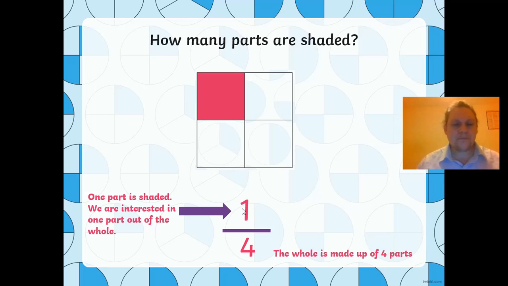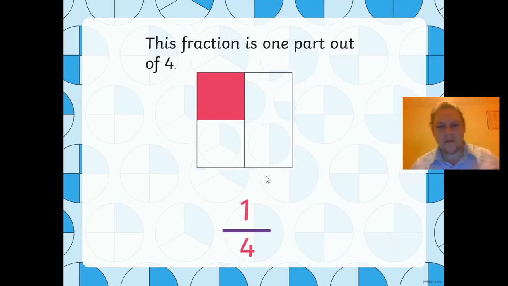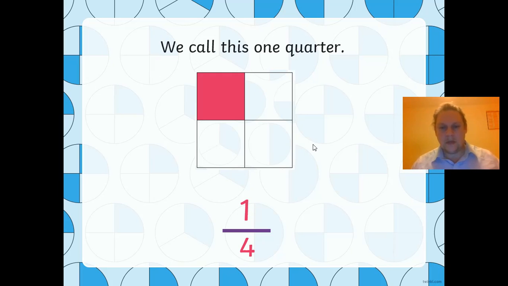The top number here tells us that one part is shaded, or that we are interested in one part out of the whole. We're not interested in 2 parts, we're interested in one part, and that is what this number at the top tells us. So this fraction is one part out of 4 equal parts. We call this a quarter.